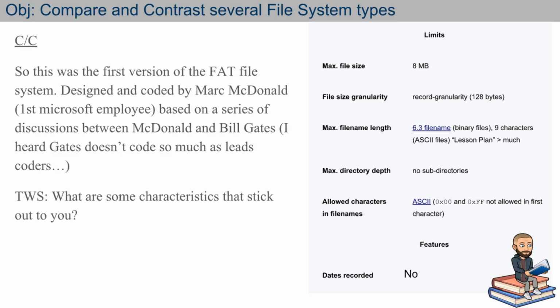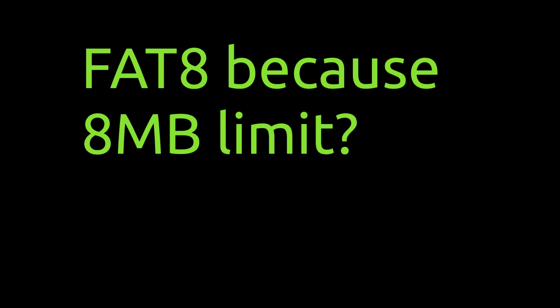Basically, the first version of the FAT file system was an 8-bit one, and it was designed and coded by a man named Mark McDonald. He is technically the first Microsoft employee, and he invented this based on a series of discussions he had with Bill Gates, the man responsible for the Microsoft operating system. Some information on the side panel here for you. The FAT 8-bit limited files to 8 megabytes.